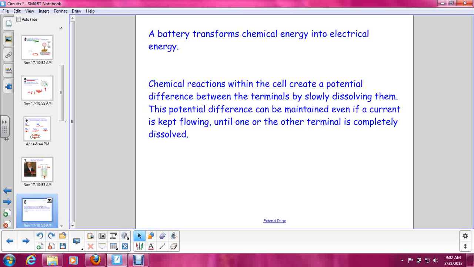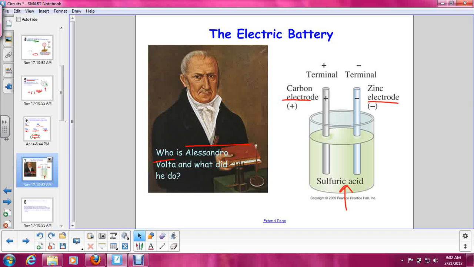So there are chemical reactions in this cell that make a potential difference between the terminals. And this happens because the acid slowly dissolves the metals. It dissolves both of these. And as it dissolves, the electrons, or negative charges, will actually come off of the carbon, float around through here, and eventually be picked up by the zinc.